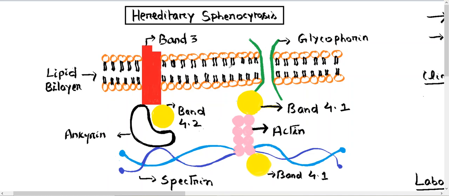But what happens in hereditary spherocytosis, as this is an intrinsic defect in the structural proteins of the RBC. There is a mutation of ankyrin, mainly spectrin and also band 3. As a result, they are not able to hold the RBC membrane, and when the RBCs are traversing the splenic circulation, they get trapped in the splenic circulation and they are engulfed by the splenic macrophages.